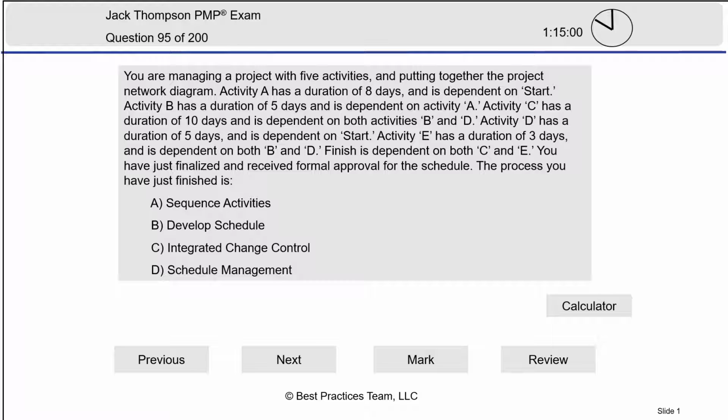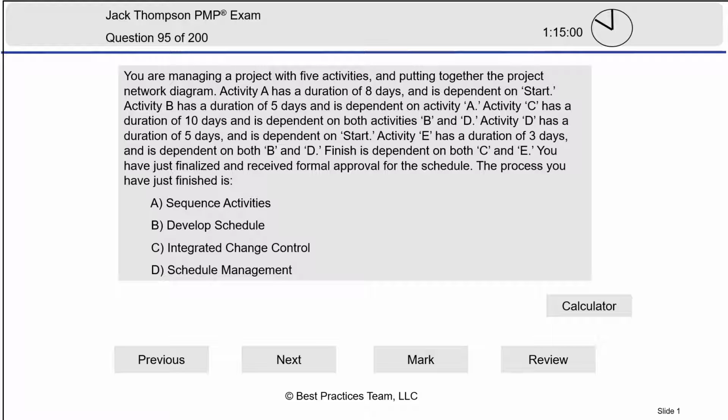You have just finalized and received formal approval for the schedule. The process you've just finished is A, sequence activities, B, develop schedule, C, integrated change control, and D, time management. So what do you think on this one?